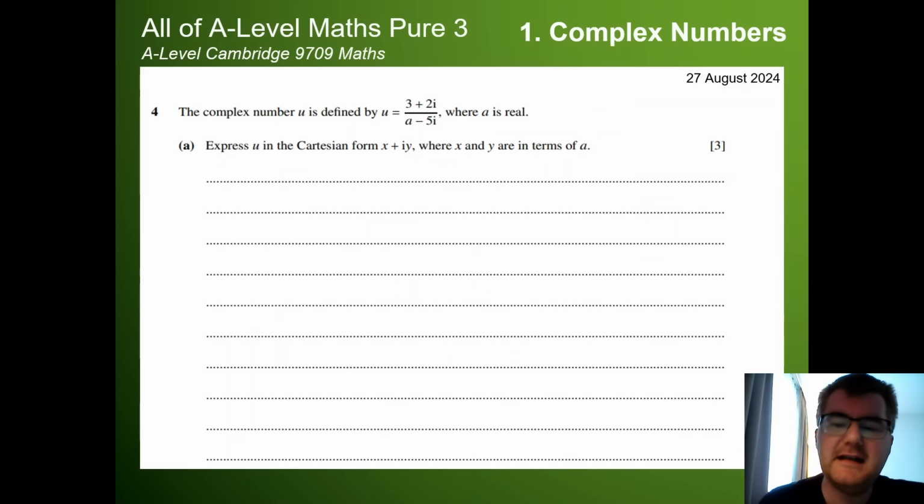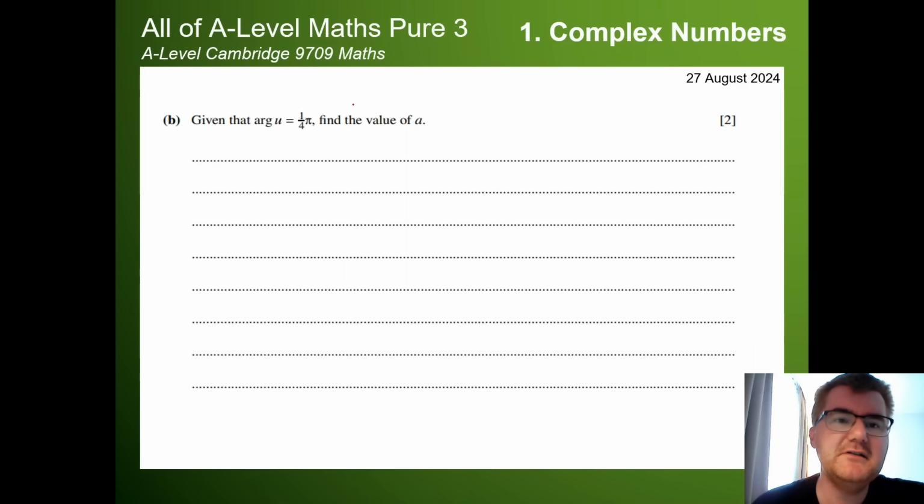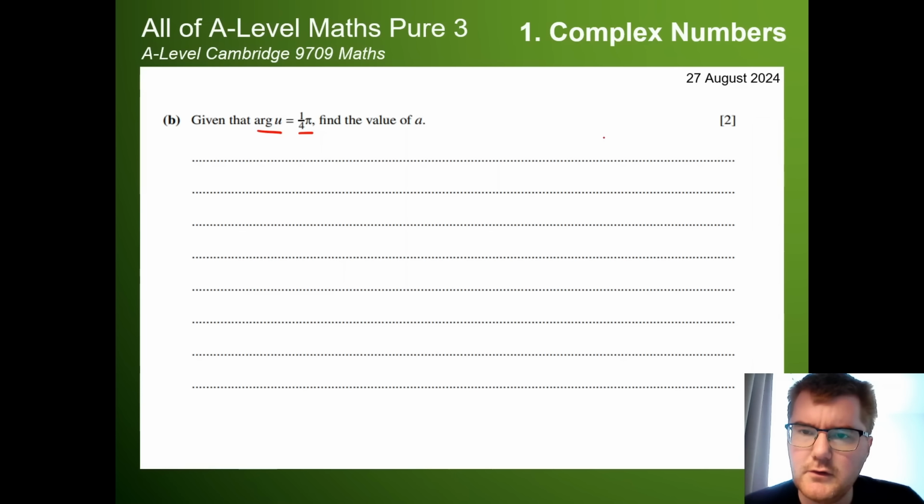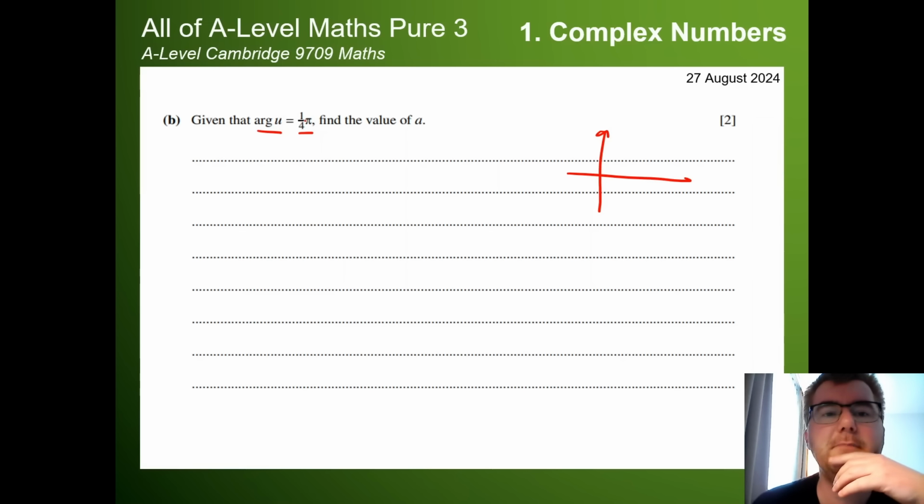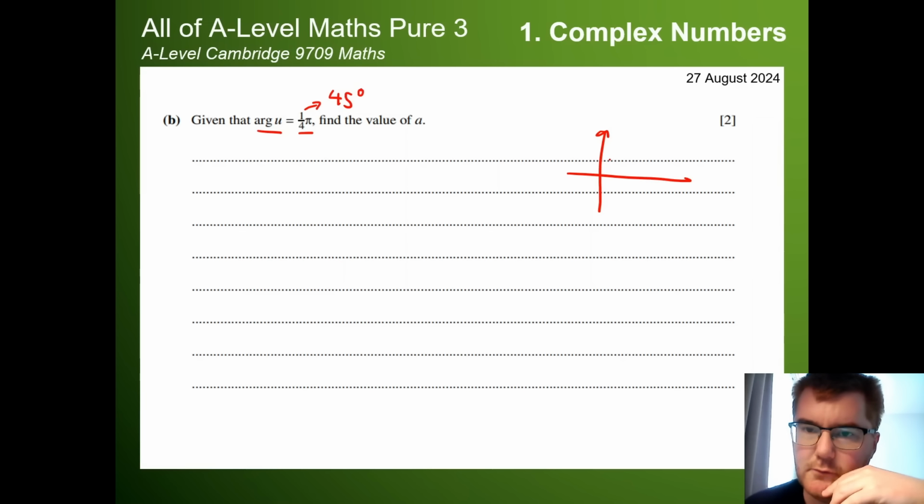Now on to part B, they do like a little bit of a twist here. So given that the argument of this complex number is equal to pi over 4, or quarter pi, find the value of a. Well, let's think of the complex number here if it has the argument of pi over 4. Now remember, that's just equal to 45 degrees, and notice that's just going to be this angle here if we draw a complex number.